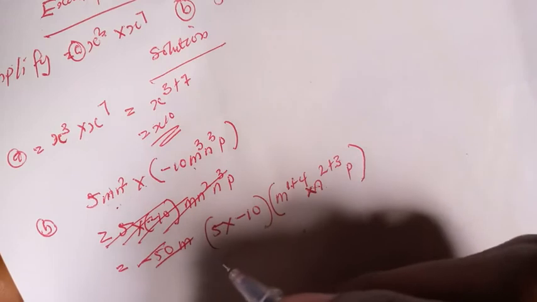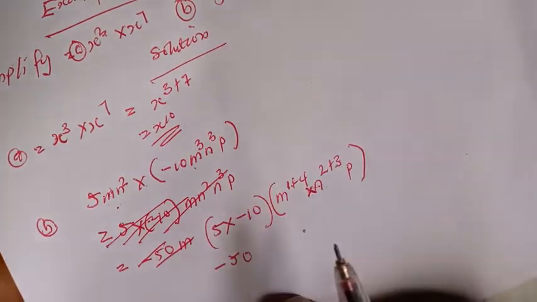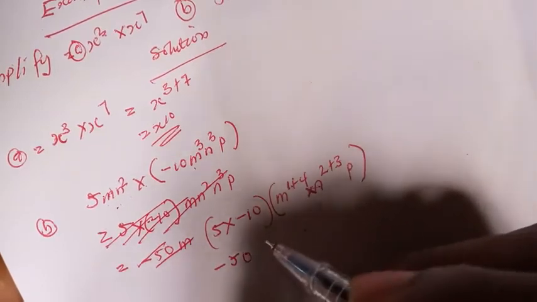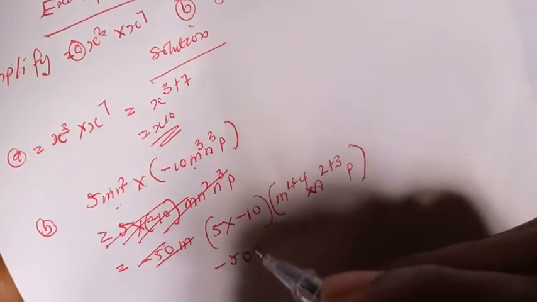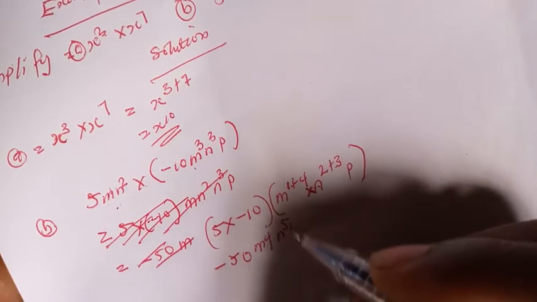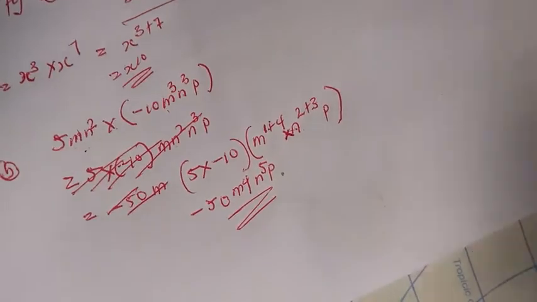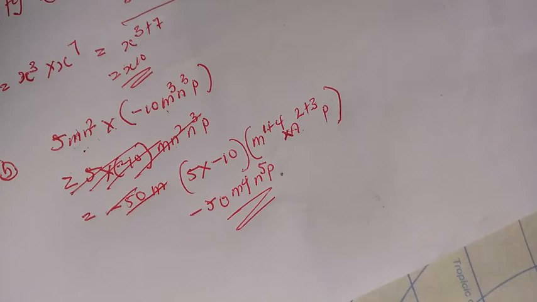So our final answer will be minus 50 m to the power 4, n to the power 5, and p. Are you getting it now? So you see that it is very, very simple.